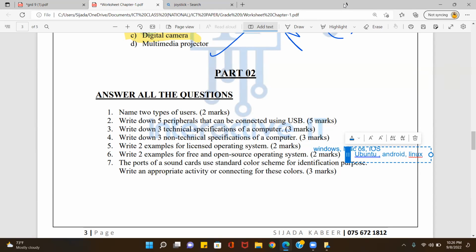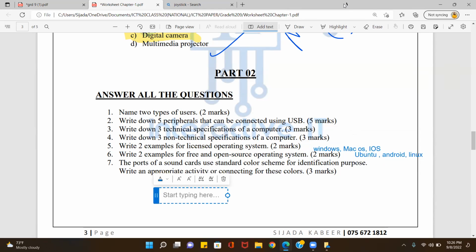In the next one, the ports of sound cards use a standard color scheme for identification. Write an appropriate activity or connection for this color. So basically they're asking you the color codes. What are the color codes available in a sound card? Pink, green, and blue. In pink, what do you connect? You connect the microphone, which is mic in. Green, you connect the speaker, so you can say line out. Blue, if you want to send something from your phone, you connect it to line in.